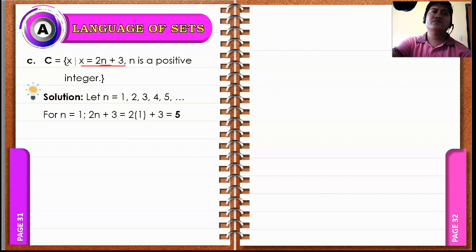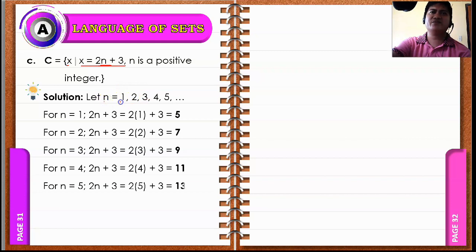Since n is a positive integer, n starts with 1, 2, 3, 4, 5, and so on. This is again, as I've said, an example of an infinite set, which I will discuss later in the formal definition. For n equals 1, substituting into the equation 2n plus 3 is equal to 2 times 1 plus 3, which gives 5, and 5 will be our x sub 1, the first member of our set C.